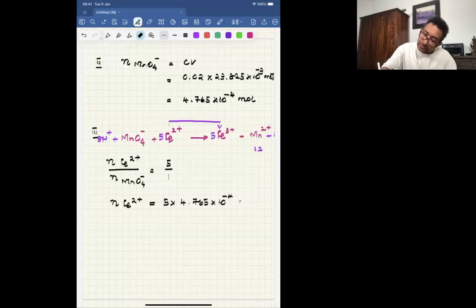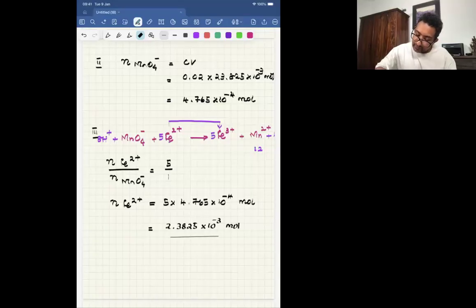Permanganate is 4.765 times 10 to the power minus 4 moles. 4.765 times 10 to the power minus 4 multiplied by 5. What is the answer that you get? 2.3825 times 10 to the power minus 3. Is it clear?